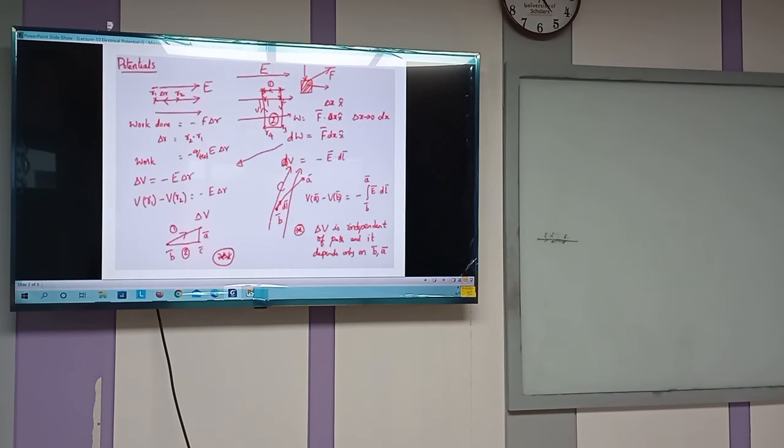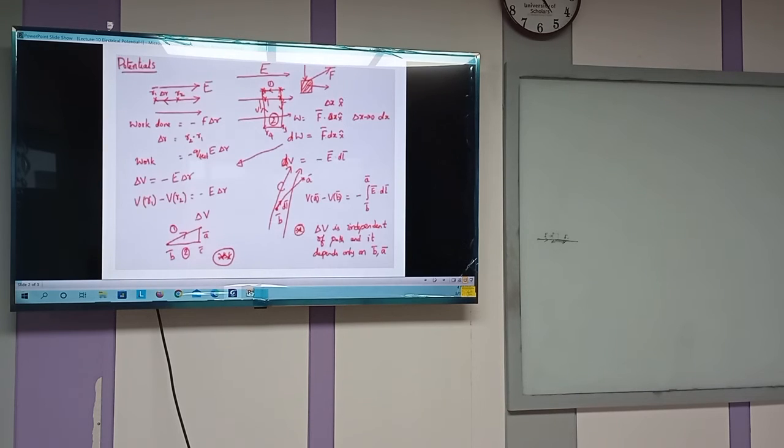Now there are certain very easy consequences that we can find out. One of the things that has happened here is that the left hand side is actually a scalar. And for the electrostatic field that we are considering, this line integral or path integral is completely independent of the path that you have chosen, and it depends only on the endpoints of the path, okay.